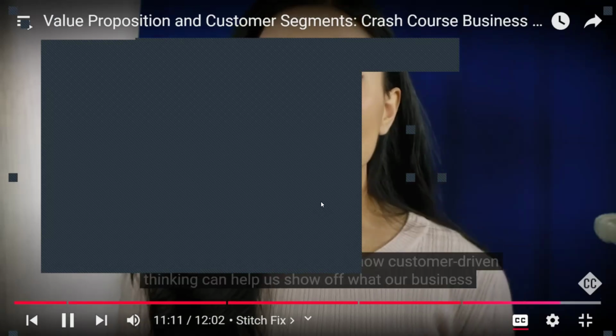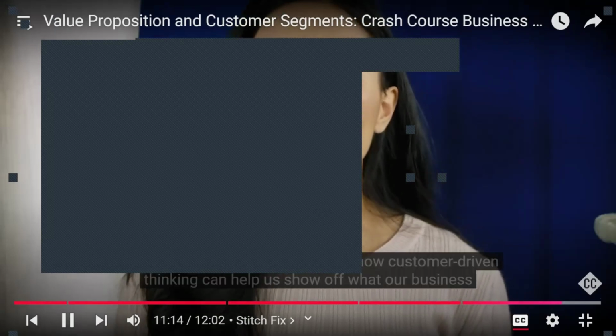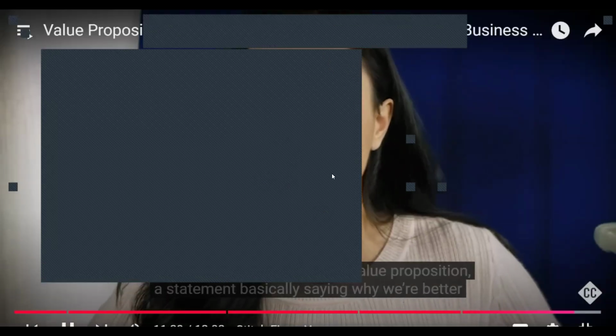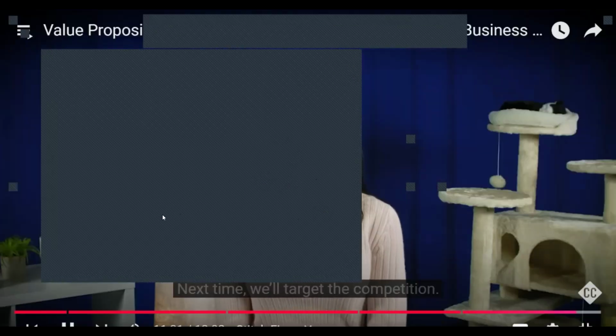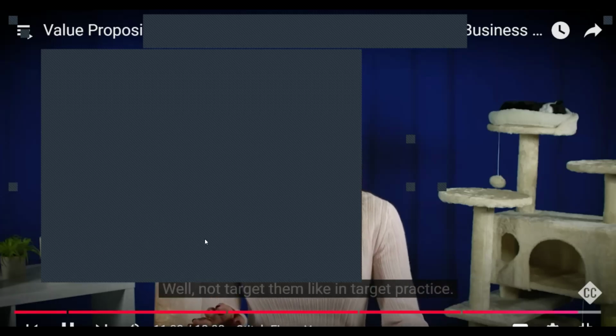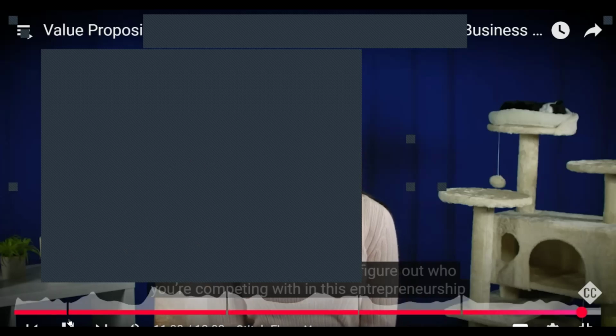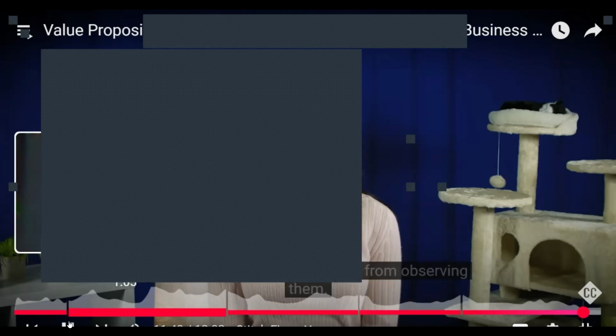Today, we learned about value and how customer-driven thinking can help us show off what our business has to offer. By understanding customer jobs, pains, and gains, we can make sure our products and services alleviate pains or create gains. And then boom! We have a value proposition, a statement basically saying why we're better than everybody else. Next time, we'll target the competition. Well, not target them like in target practice, but we will talk about how to figure out who you're competing with in this entrepreneurship arena and what can be learned from observing them.